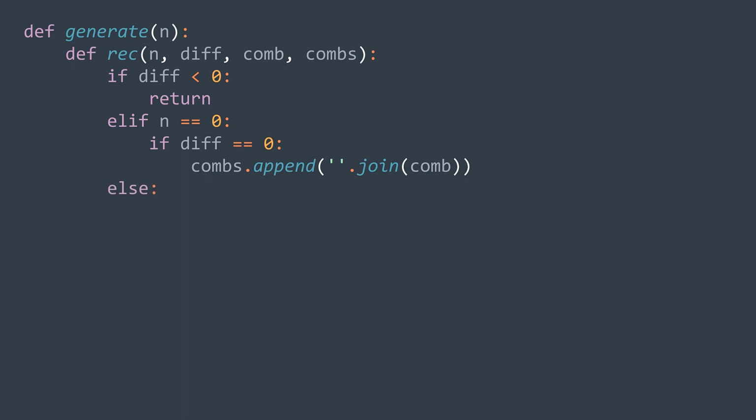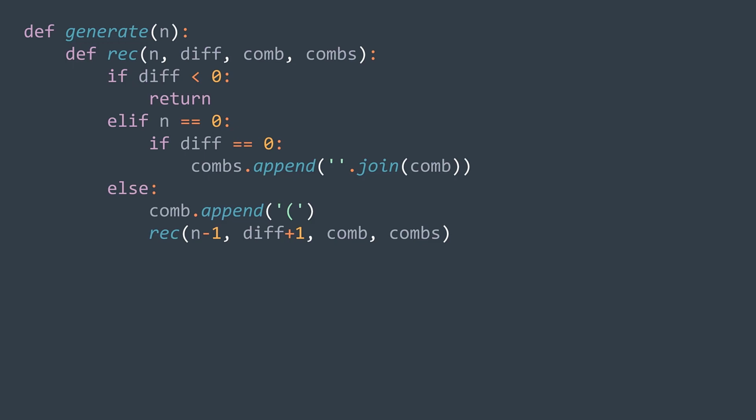Else, we have the recursive case. We said that we have two possibilities, adding an opening parenthesis and adding a closing one. Therefore, we will have two recursive calls. For the first one, we add an opening parenthesis to our combination. Then when we call, n becomes n-1 because we have one less parenthesis to add. And diff becomes diff plus 1 because remember that we add 1 when we add an opening parenthesis.